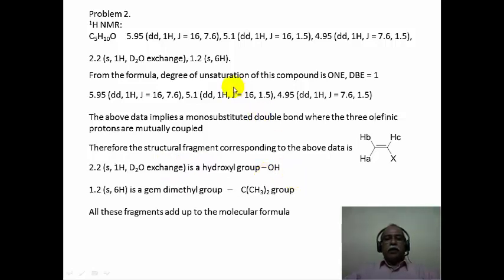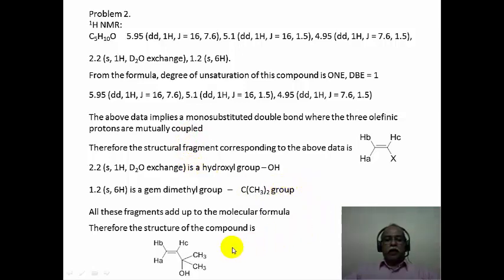So once again, this 1.2 ppm signal, a singlet of 6 hydrogens, would only mean a gem dimethyl group connected to a carbon. So if you put all these fragments together, we come to the conclusion that this compound can only be this particular dimethyl allyl alcohol, which is the structure of the compound, consistent with the data that is given.